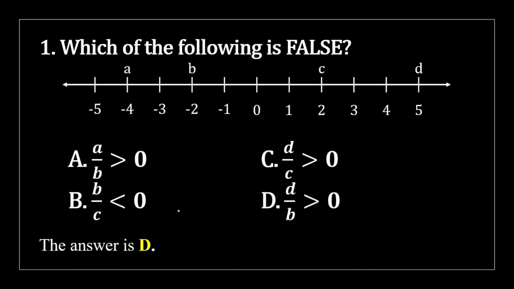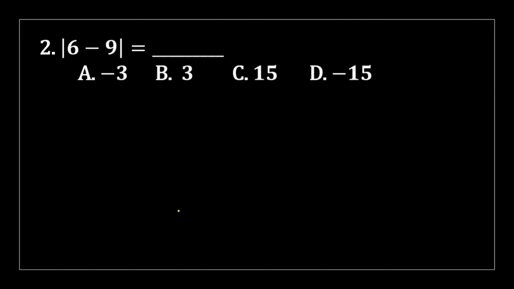Now let's proceed to the next question. Number 2, the absolute value of 6 minus 9. When we see this sign in a number, an expression or an equation, this sign means absolute value. Now, what is absolute value? The absolute value is the distance of that number from 0.